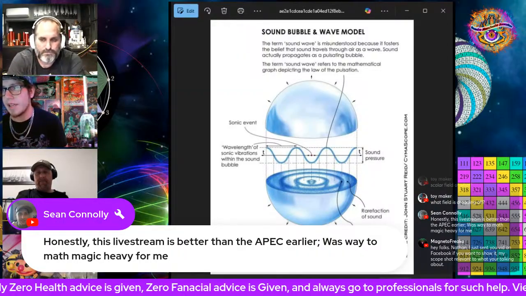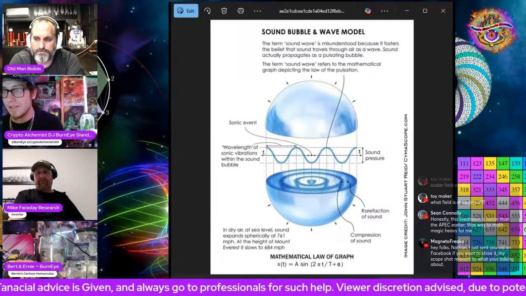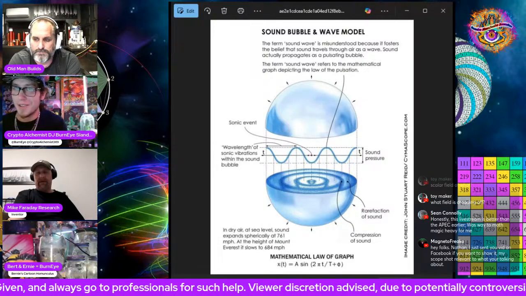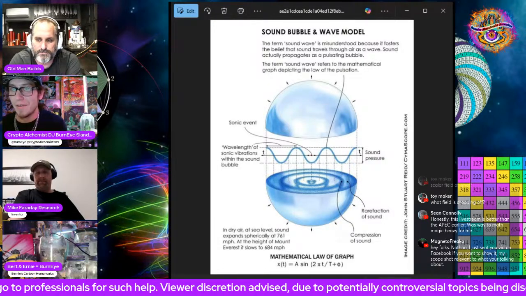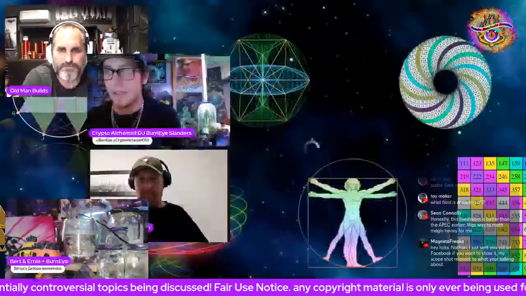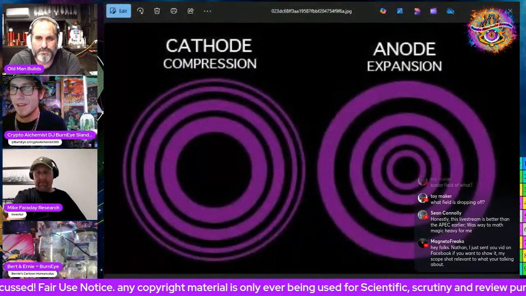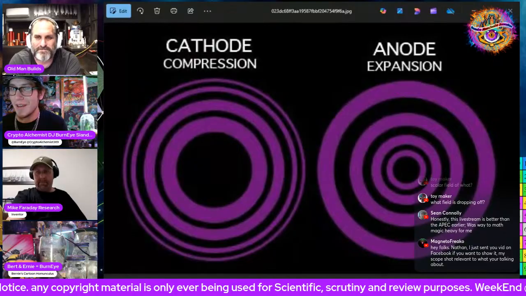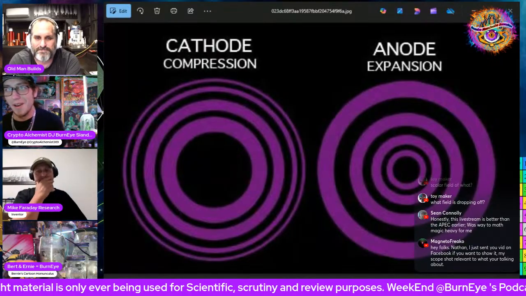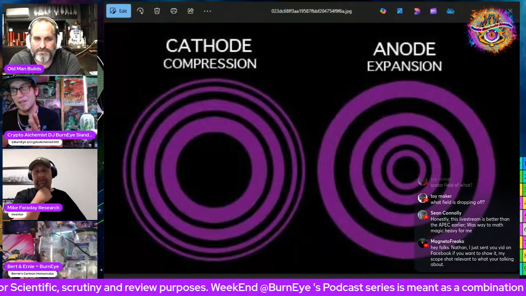Okay. It's the key to Tesla's technology, but all technology and matter itself. And Walter Russell was another individual that fully understood this. And here, look at that. What do these look like? His cathode compression and anode compression. Those are the polar opposites, right? The inverse of each other.